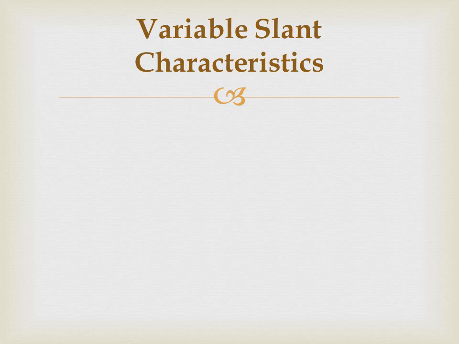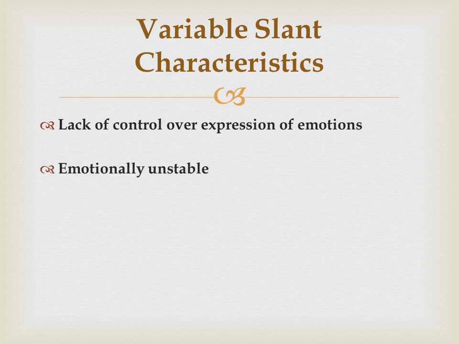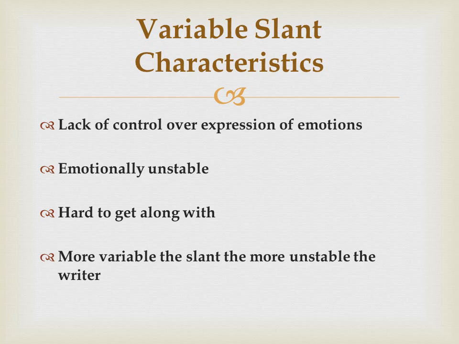Characteristics of a variable slant writer. Lack of control over the expression of his emotions. To be emotionally unstable. Hard to get along with. And the more variable the slants, the more unstable the writer is.